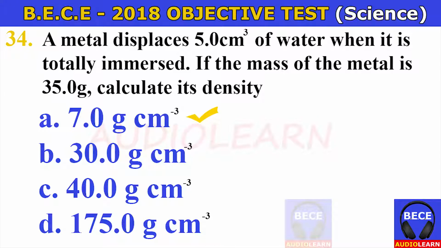A metal displaces 5.0 centimeters cube of water when it is totally immersed. If the mass of the metal is 35.0 grams, calculate its density. And the answer is A, 7.0 g cm^-3.